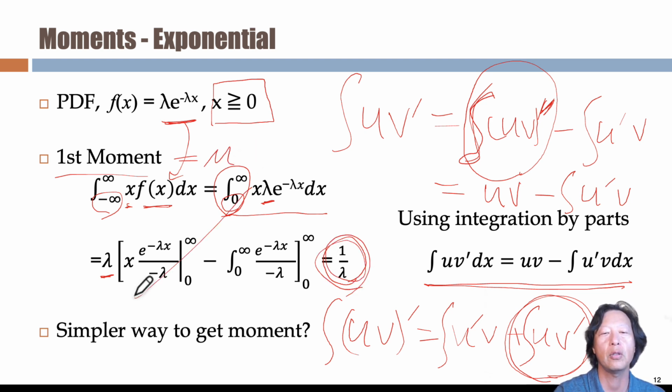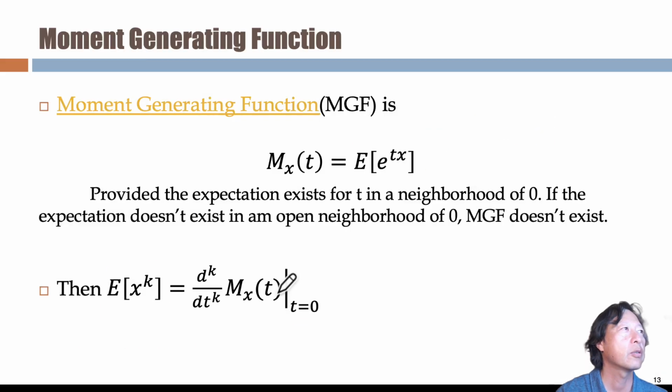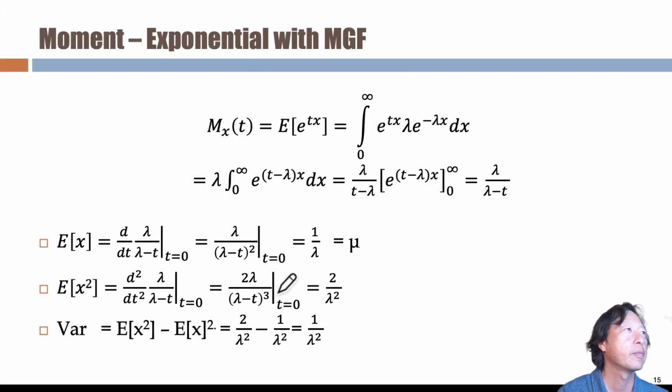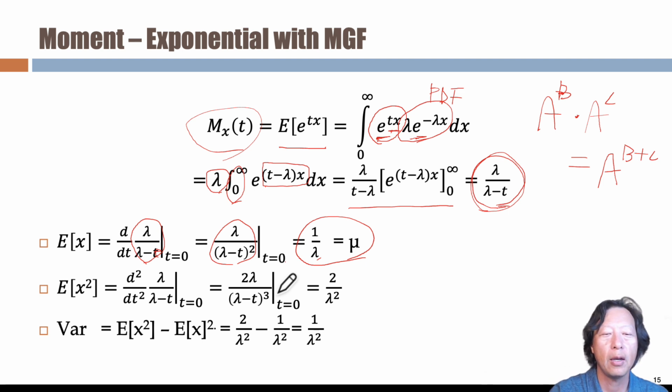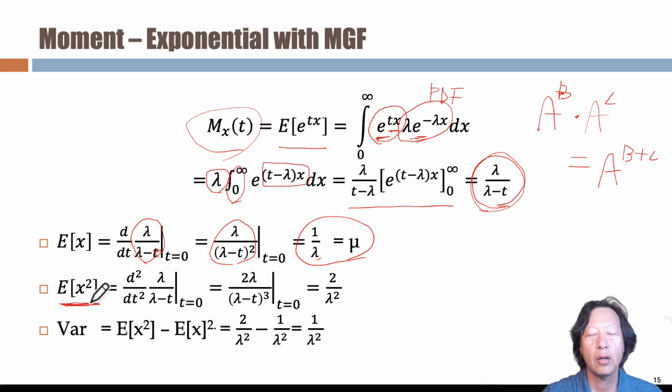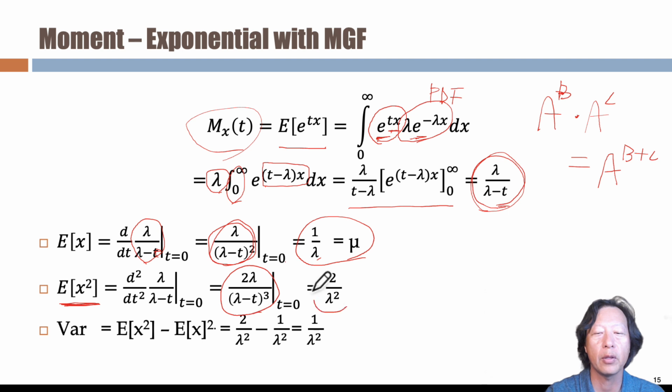So the first moment, the mean mu, is 1 over lambda. So we don't have to do these integral things. We can just simply take derivatives, right? And easier. So we can do the expected value of x squared. Just simply, because this is a second derivative, you can take this one, take a derivative one more time, then you will get this one, and then put t equals 0, and you can simply find out it is 2 over lambda squared, which is your second moment.